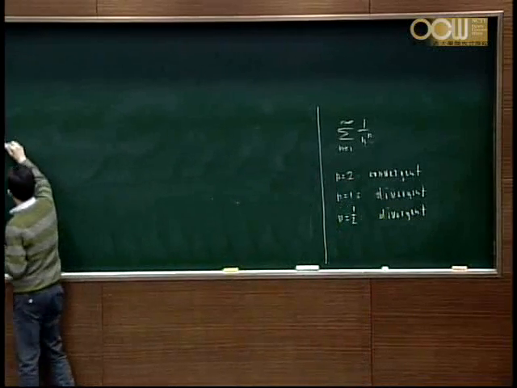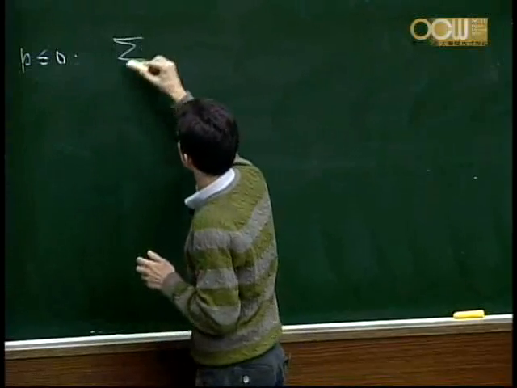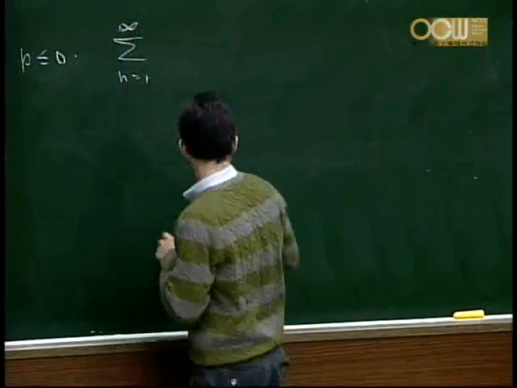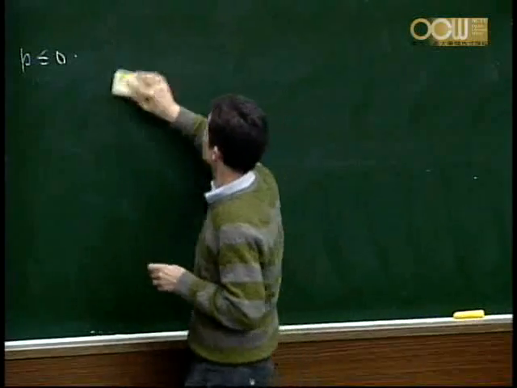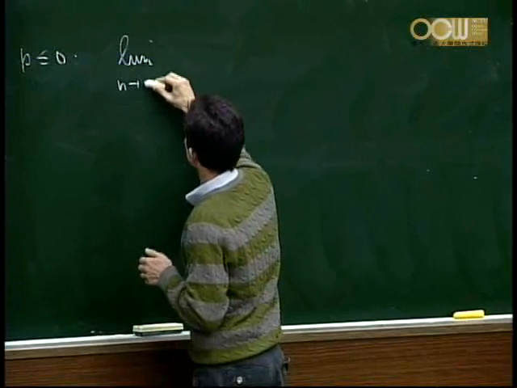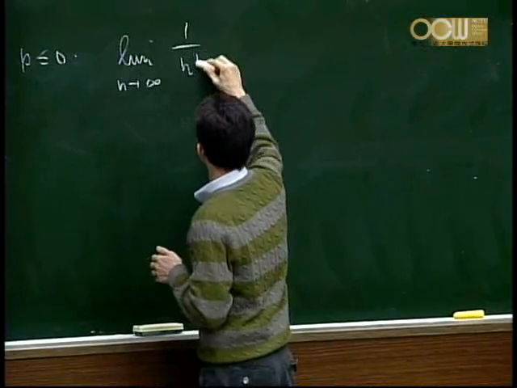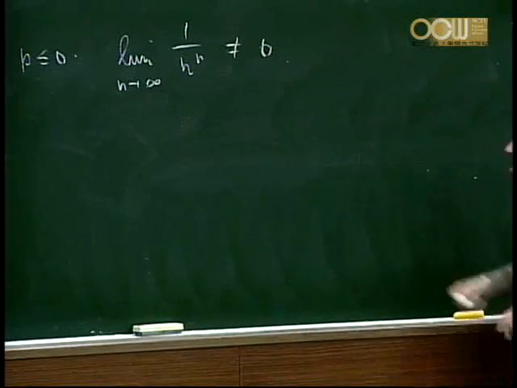Okay, so p is smaller or equal than 0. Here we look at the series. We always look at the series here, so I don't have to write this. So if p is smaller or equal than 0, then the limit as n tends to infinity of 1 over n to the p is not equal to 0. So from this we immediately get divergence.